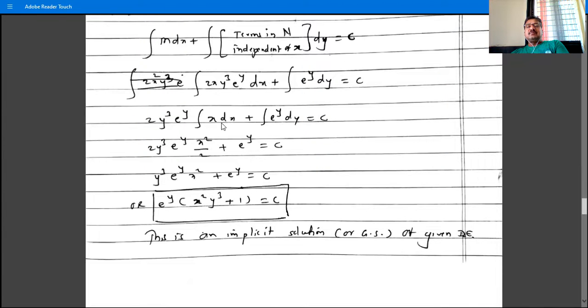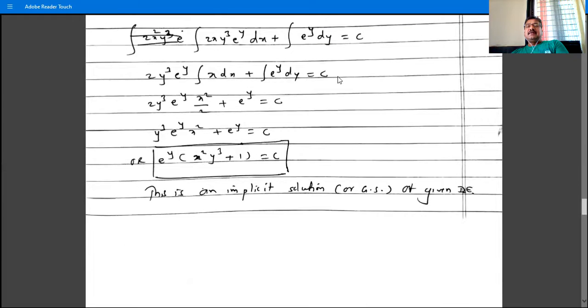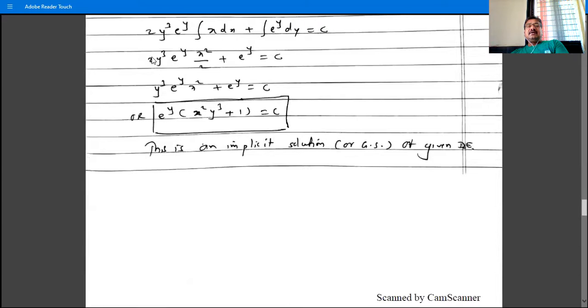Just find the integration of x dx plus e raised to y dy, integration of e raised to y dy is equal to constant. And so the integration of x is x squared by 2, and the integration of e raised to y is e raised to y. And so cancel these two, we have this, take e raised to y as common.